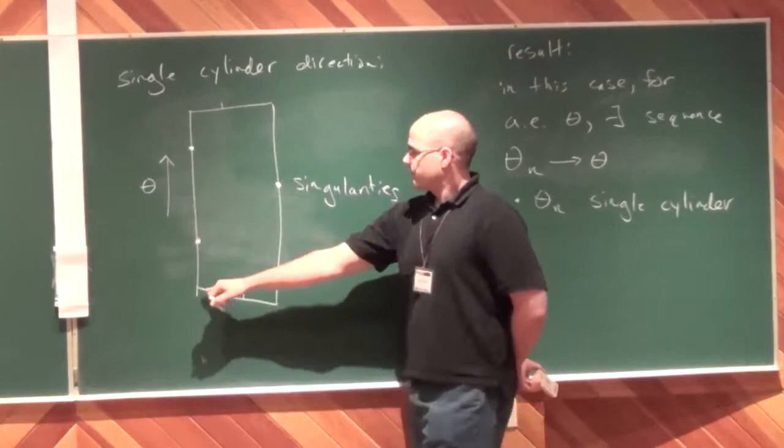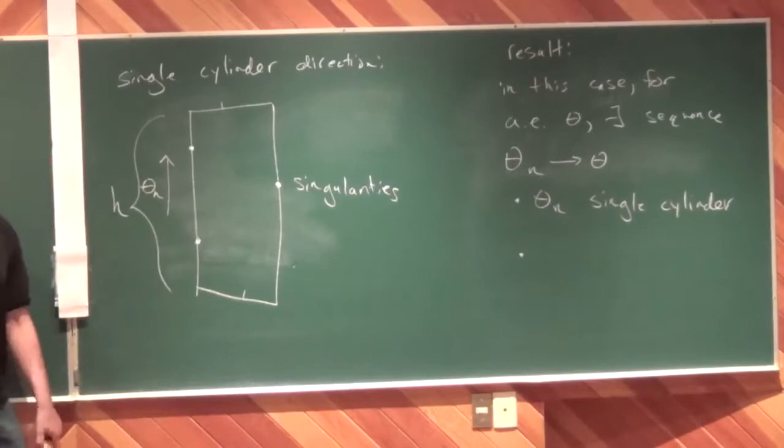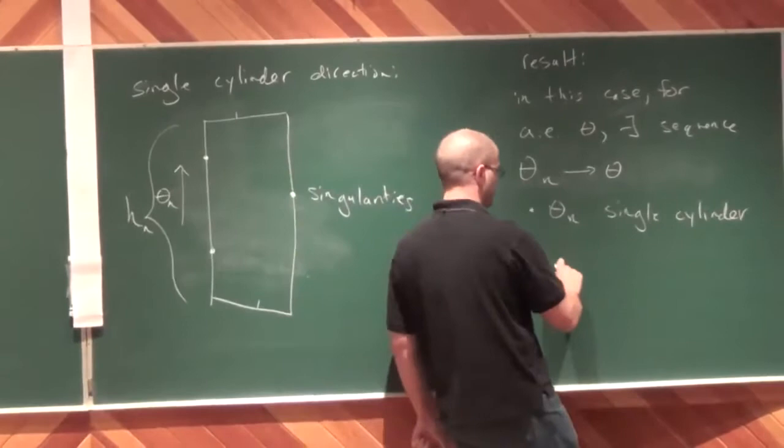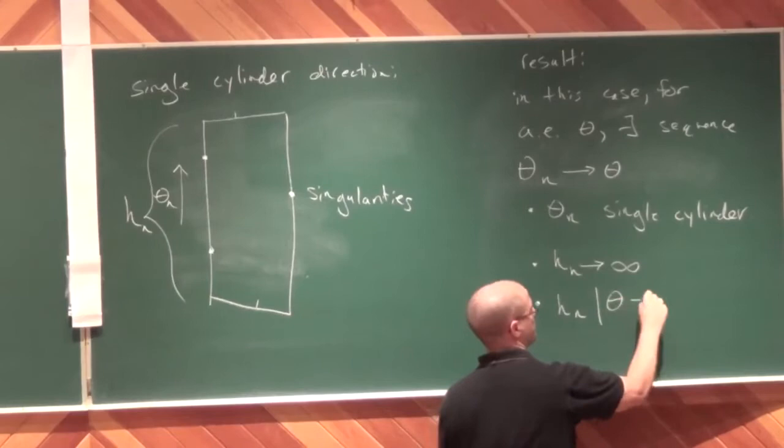In any single cylinder direction, the cylinder has a width and a height. Let's call this height h. So if I have a sequence of single cylinder directions theta n of height hn, we can make hn go to infinity. And furthermore, hn times the difference between theta and theta n goes to zero.